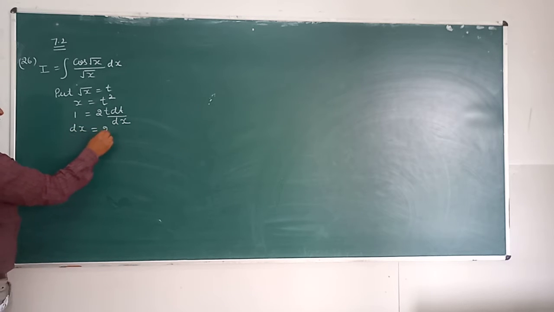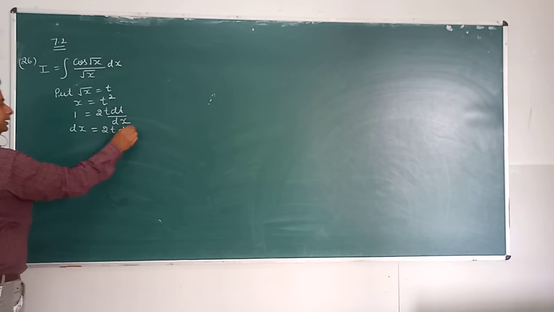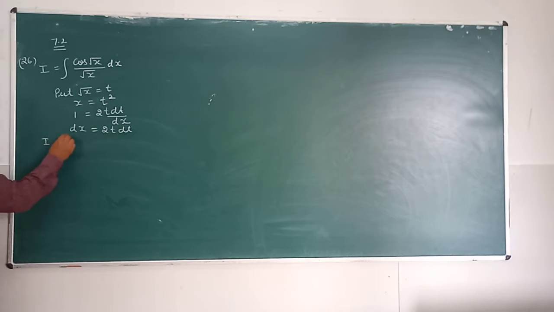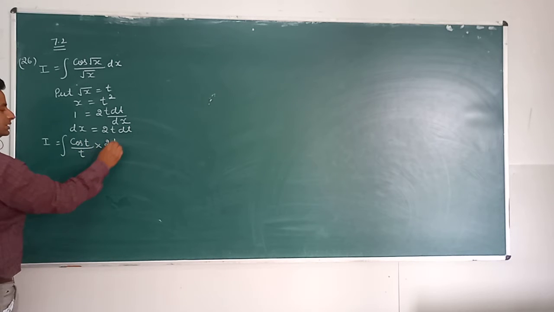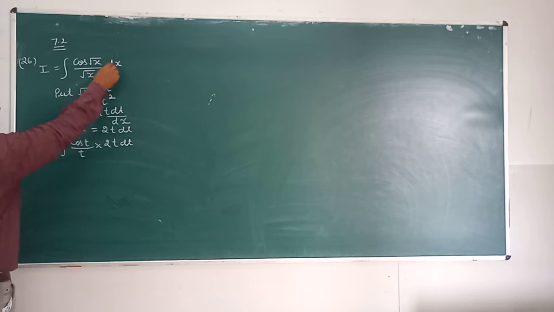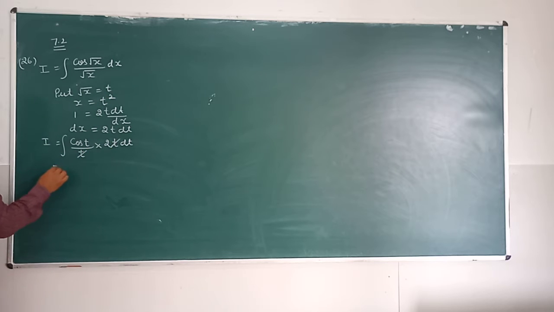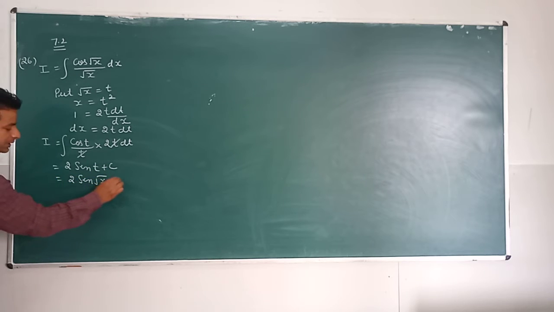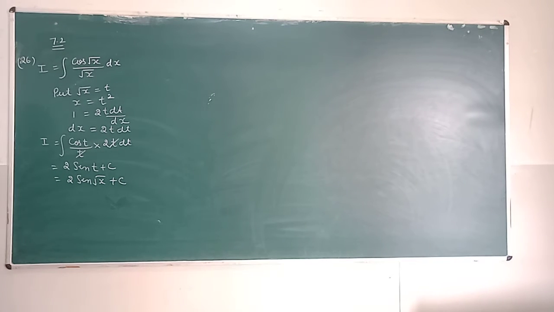So dx is 2t dt. When we put the values in, this is cos of t upon t, and this is 2t dt, the value of dx. The t cancels out. So the integration of cos t is sin t. Now put the value of t back. The answer is 2 sin under root x plus c. This is the integration of this question.